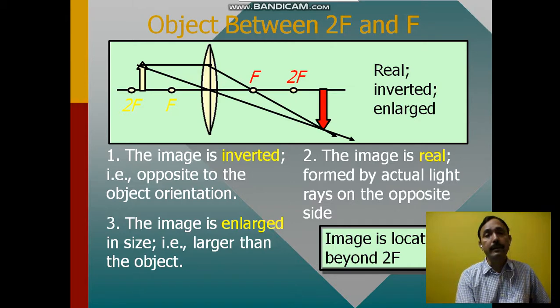Why is it inverted? It is opposite to the object orientation. The object is around this direction, the image is around this direction. The image is real, formed by actual light rays on the opposite side. The image is enlarged in size, that is larger than the object. Image is located beyond 2f.